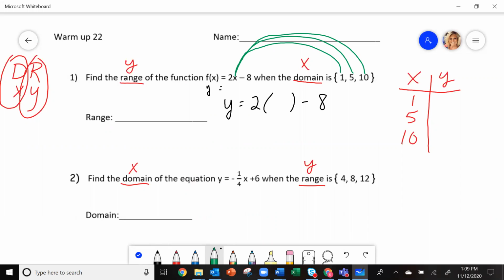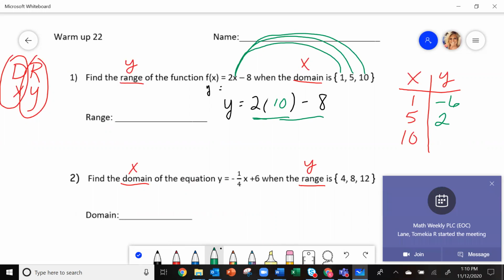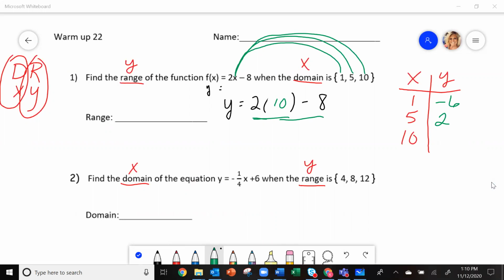Well, the first one, instead of X, we're putting a 1 in there. If you put that in the calculator, 2 times 1 minus 8, it's going to give you -6. The next one, they're saying, what if X is 5? So I'll put that in there. Now do this. 2 times 5 is 10, minus 8 is 2. The last one, when X is 10, what is Y? Well, 2 times 10 is 20, minus 8 is 12. So now my range, I'm going to go from smallest to largest, -6, 2, and 12.